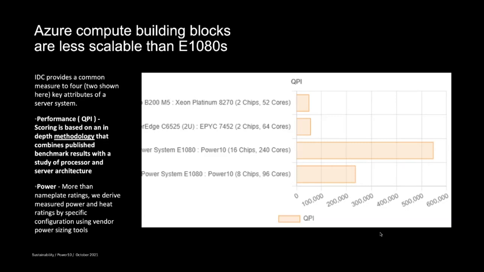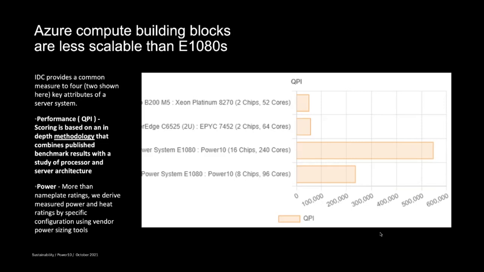And you can see here that I've got the building blocks from Azure. And then below that, I have a couple of examples of the E1080. The E1080 massive 240 core, we know is coming, that it'll be generally available in that scale soon. And of course, you can already get the 96 core. And you can see that the 96 core does vastly more work than the amounts of performance that is possible with the building blocks from Azure.